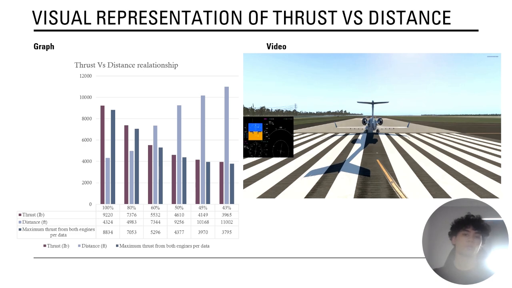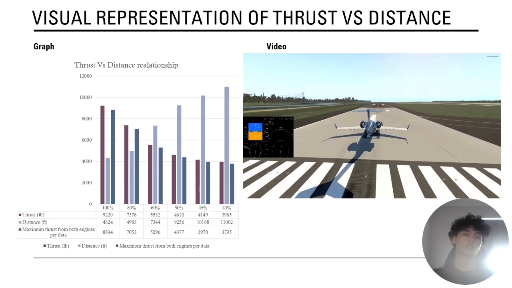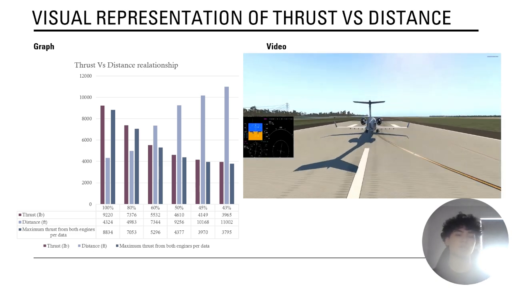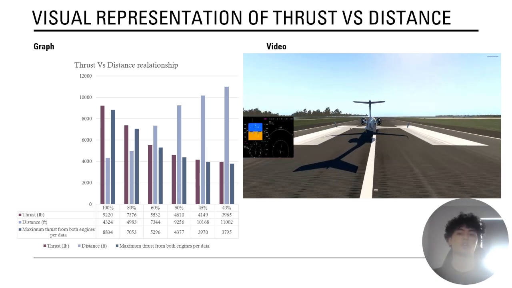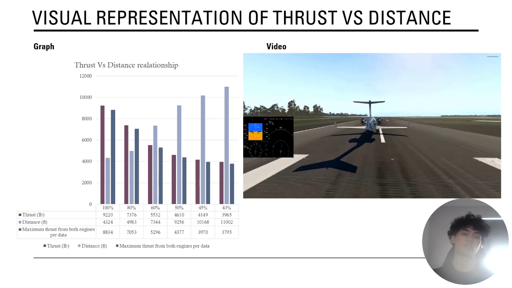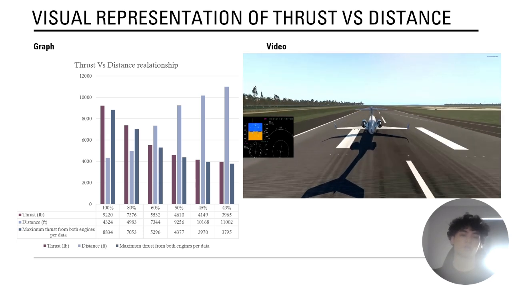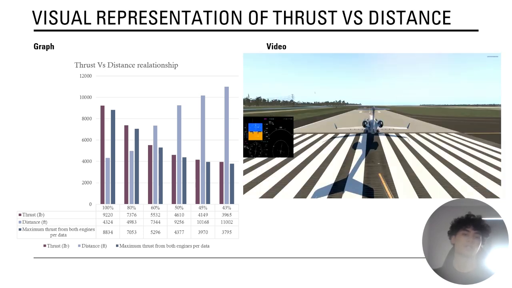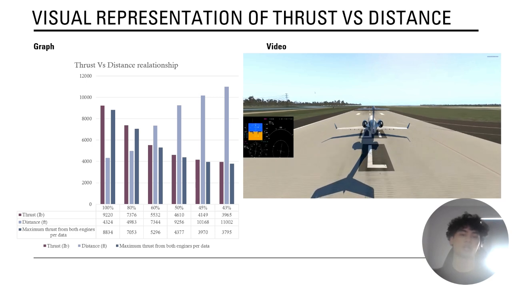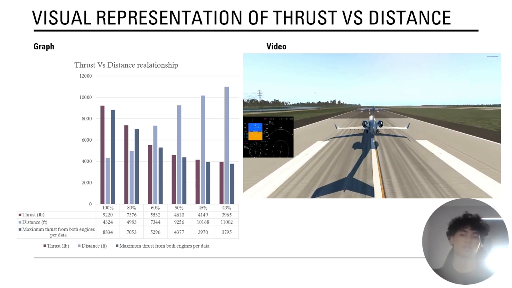This video visually shows what effect a higher available thrust level has on the aircraft, as it was able to accelerate faster and achieve rotational speed at a distance of 4,324 feet, while at a lower available thrust, the aircraft can be seen experiencing a slower acceleration during takeoff roll, as well as significantly increased ground distance required to take off.